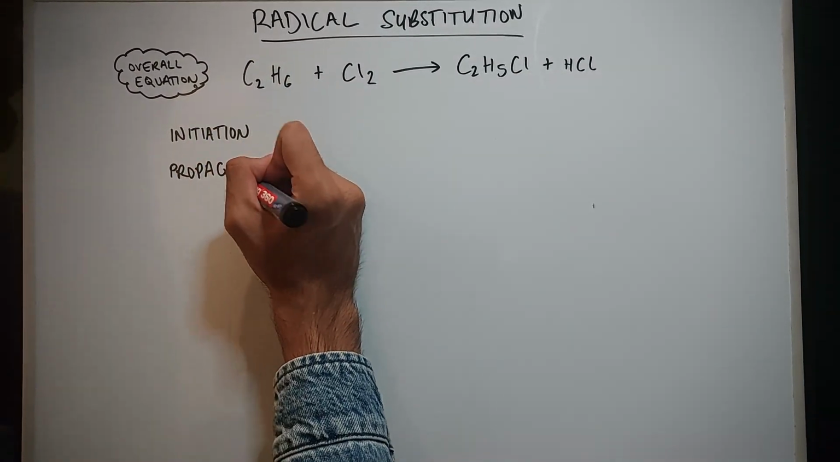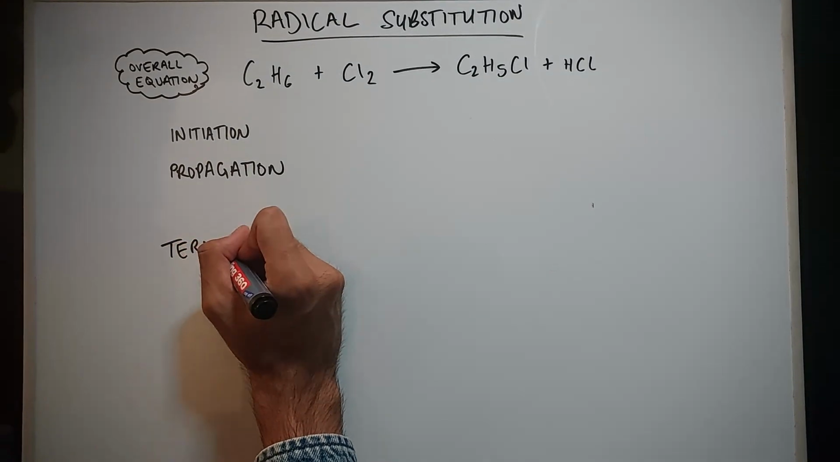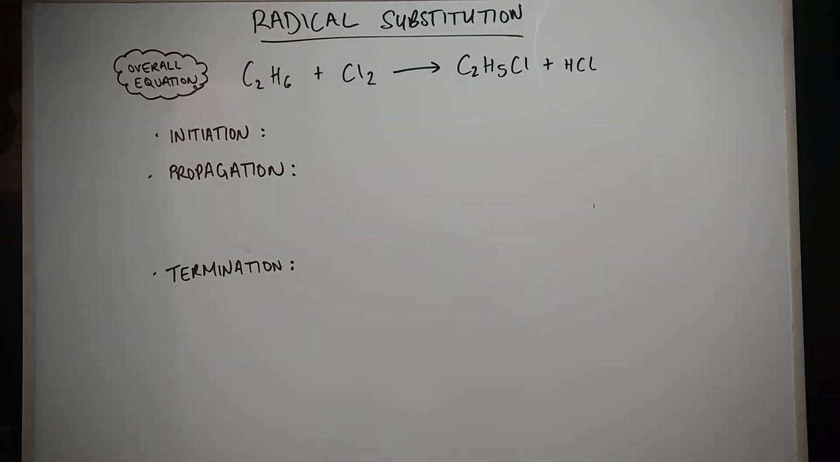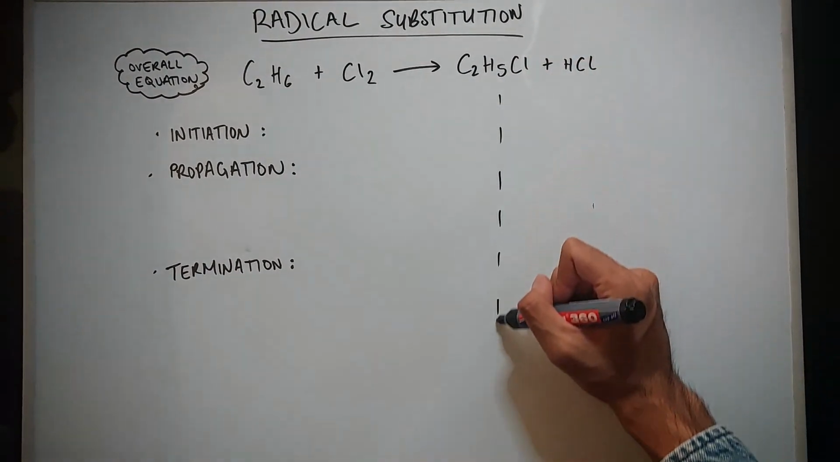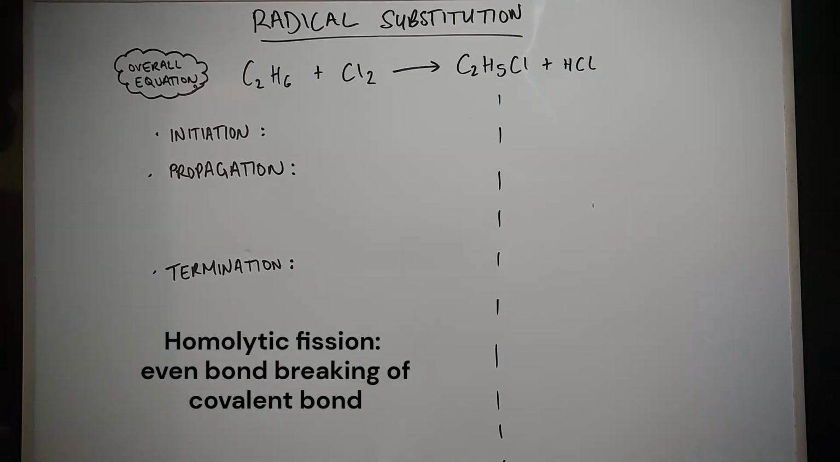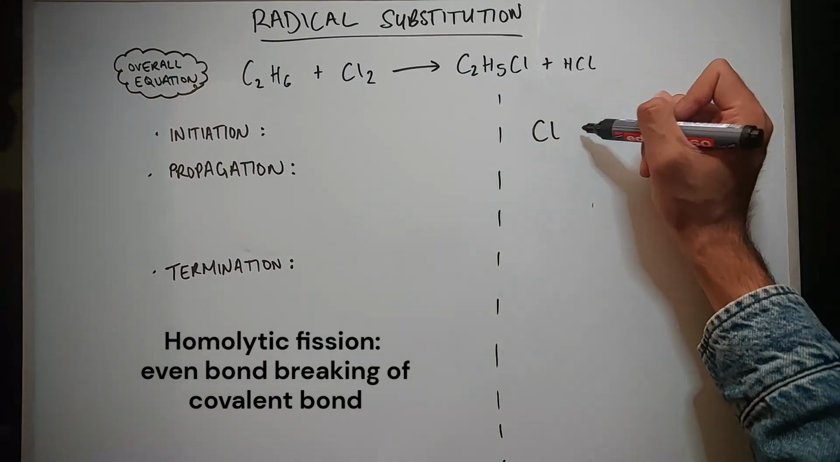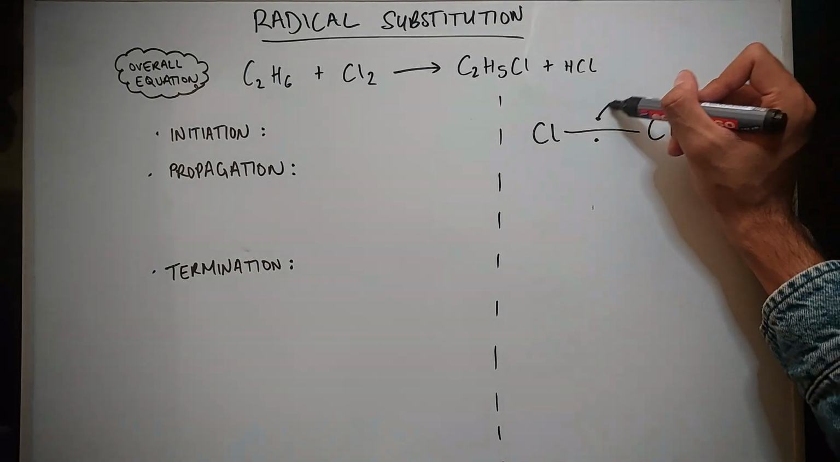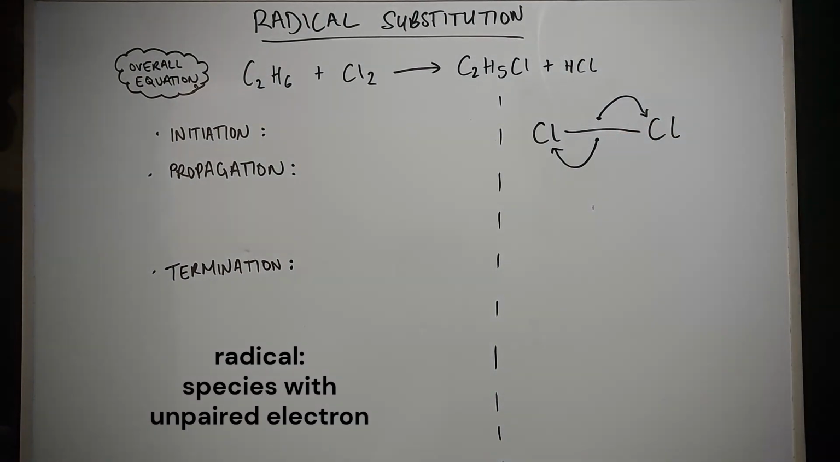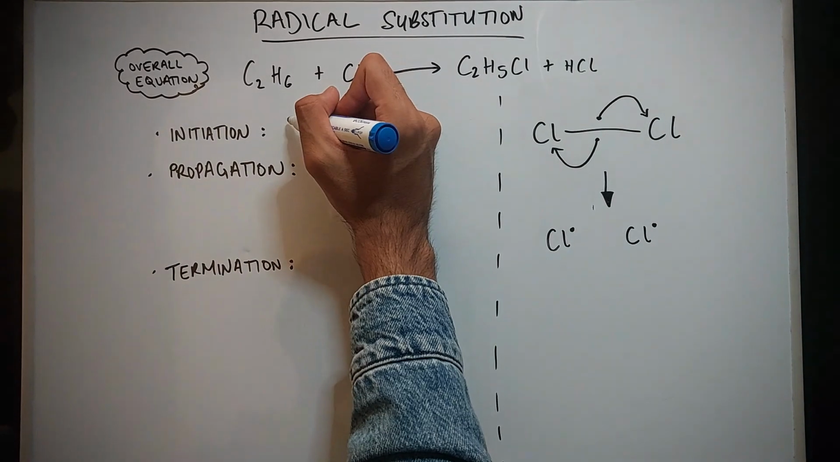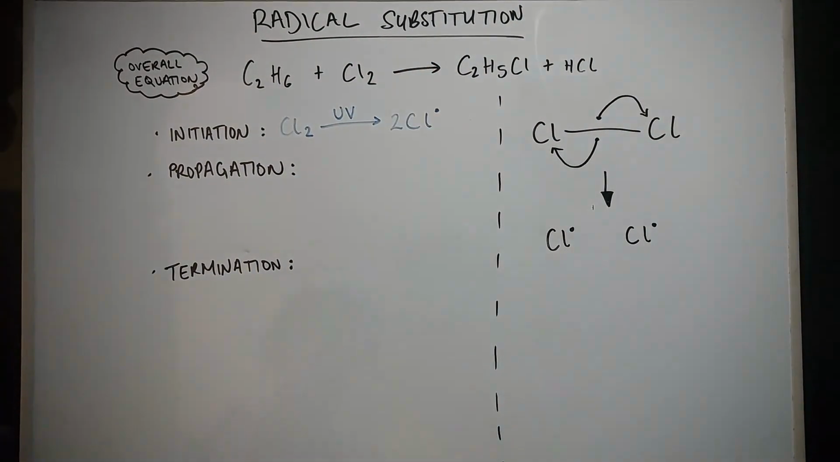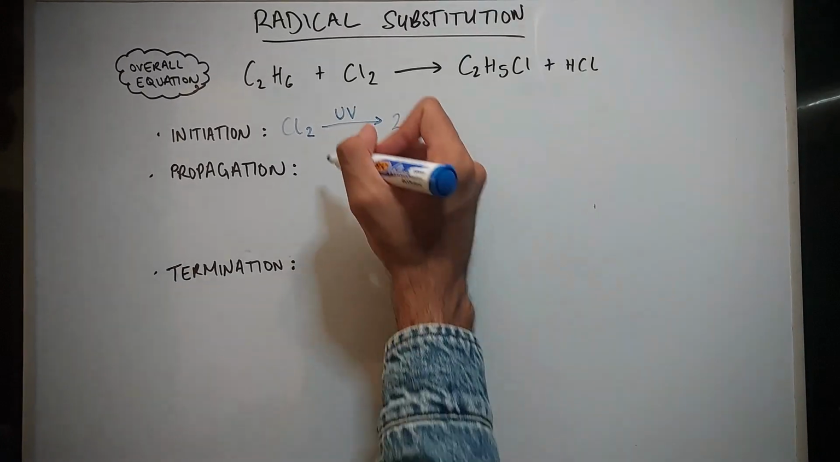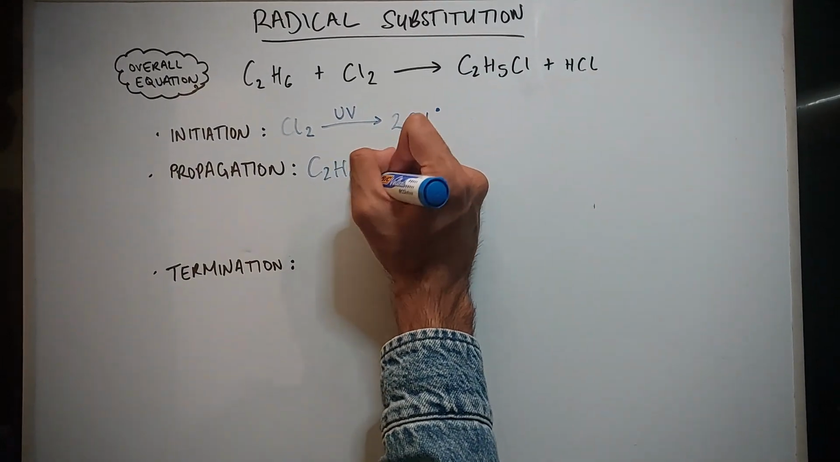Radical substitution has three steps which I have outlined here: initiation, propagation, and termination. Initiation forms radicals by homolytic fission using UV light. Each chlorine atom here will gain an electron, and therefore will have an unpaired electron. A radical is a species with an unpaired electron. It's important to remember that in our reaction mixture we will have a mixture of chlorine, ethane, and chlorine radicals.